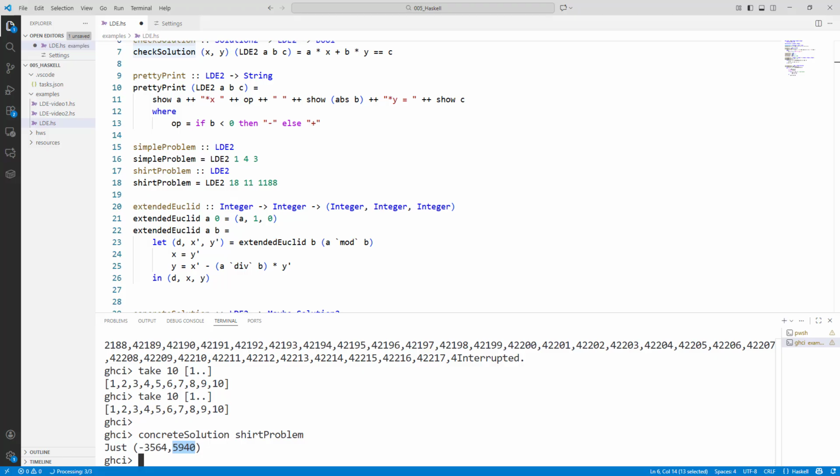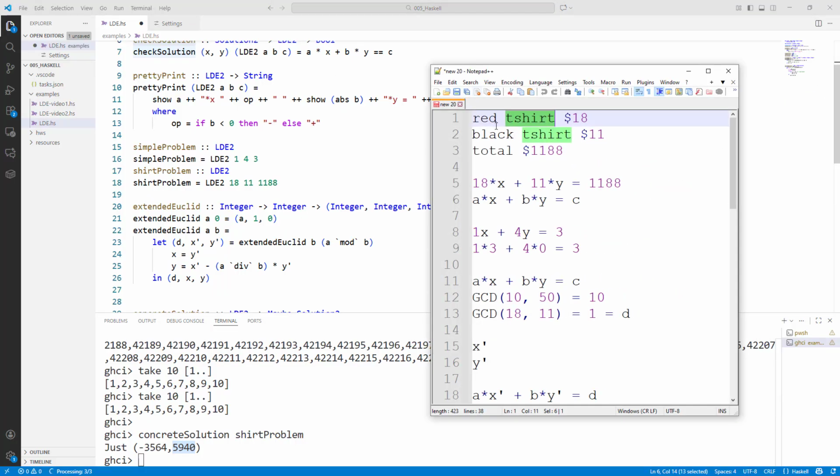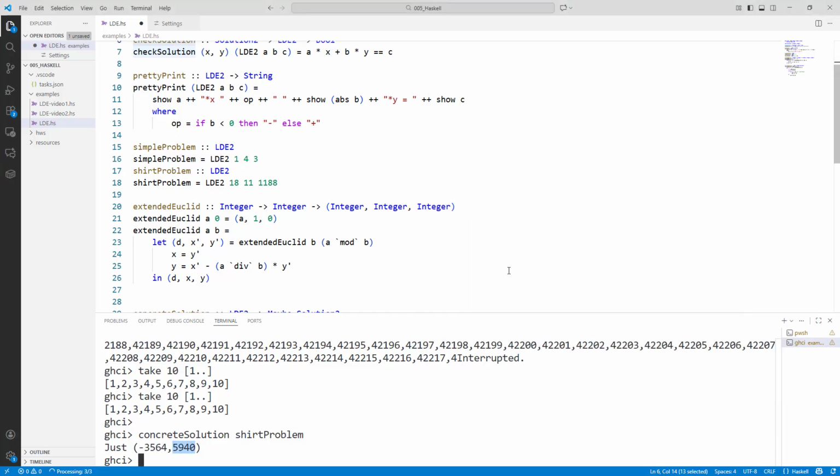So for the red shirts, x, the step size is the price of the black shirts. Let me show it like this. And the black shirts were at 18. Well, in this case it's 11, but consider it 18. And for the black shirts, y, the step size is the price of the red shirts, which is 18. Okay.